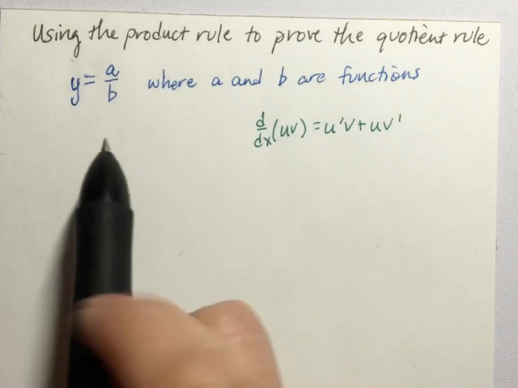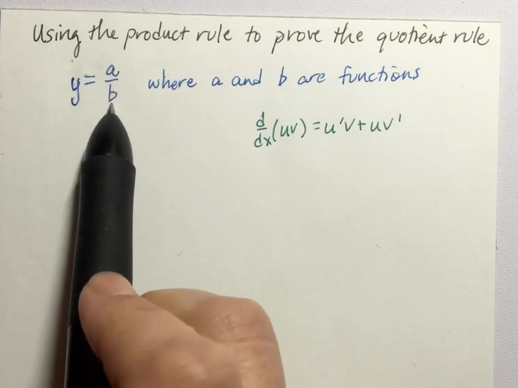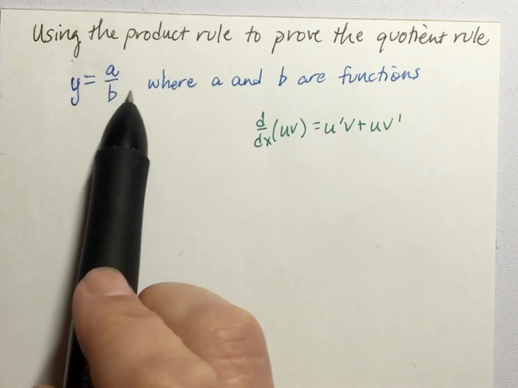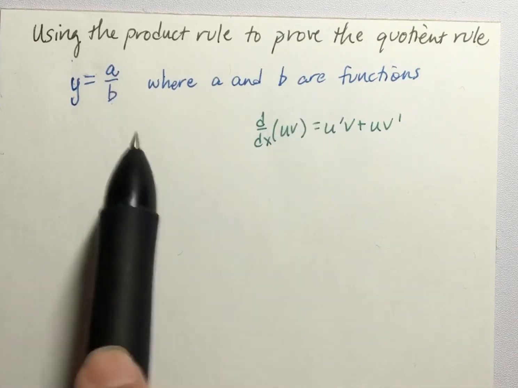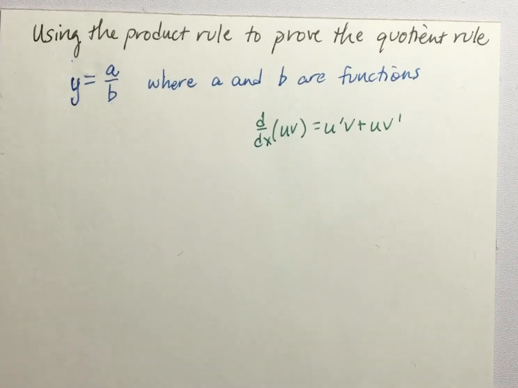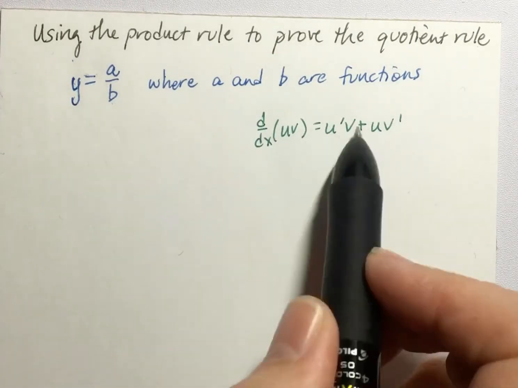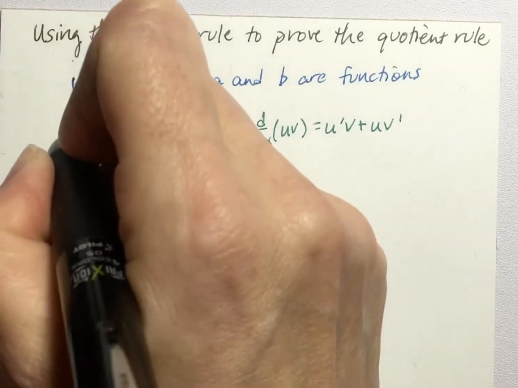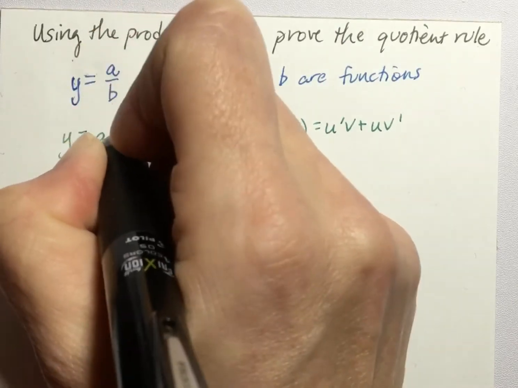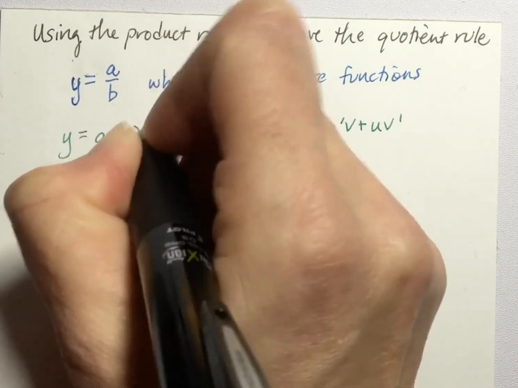So say we have y equals a over b. I changed it from u and v just because when I rewrite this, it will cause confusion if I don't. So a and b are just functions, kind of like u and v. So I'm going to first rewrite this as y equals a times b to the negative 1.